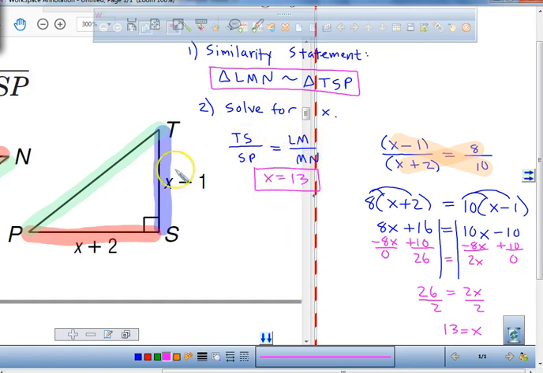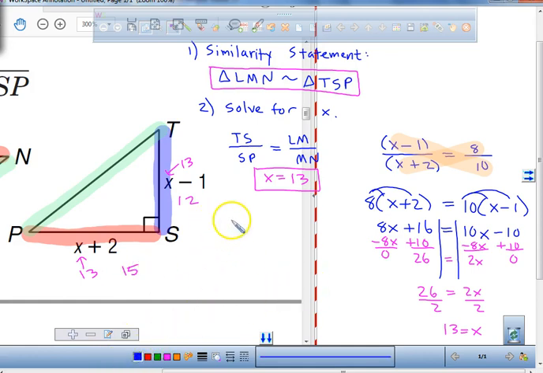So what am I going to do with this 13 now? I'm going to take it and plug it in right here, and I'm going to plug it in right here. So this side actually becomes a 12, and this side actually becomes a 15.